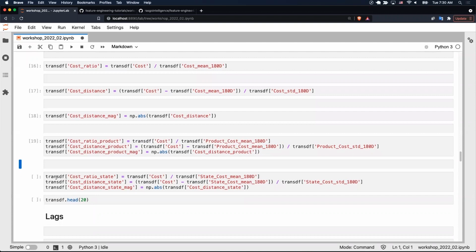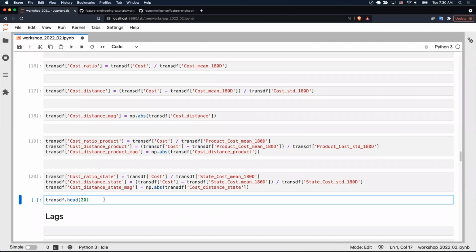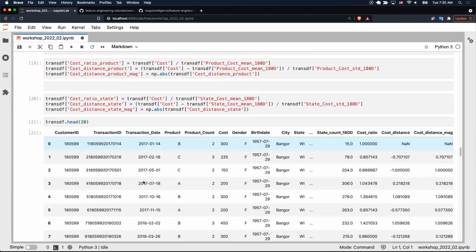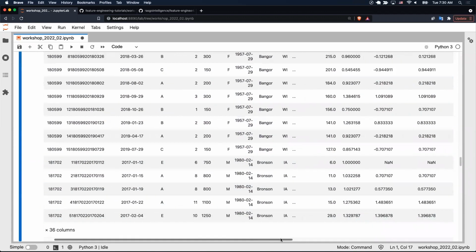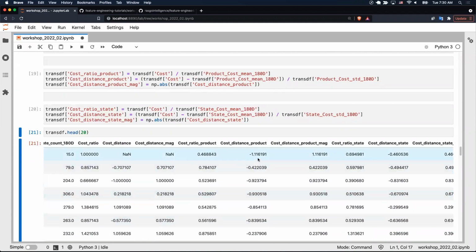And then finally, we have the same thing at the state level. So how does the current purchase by this customer compare to all purchases in the last 180 days from within the state? So we can run that. We can take a look. And so now we begin seeing those cost ratios, cost distances, the absolute values for the various features.